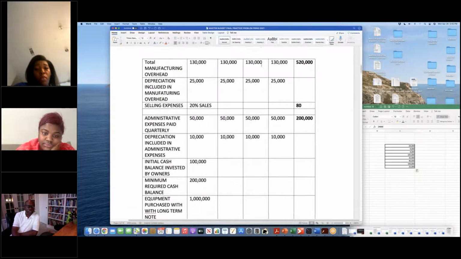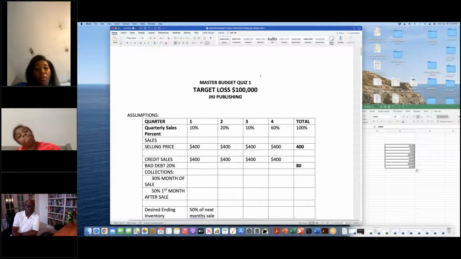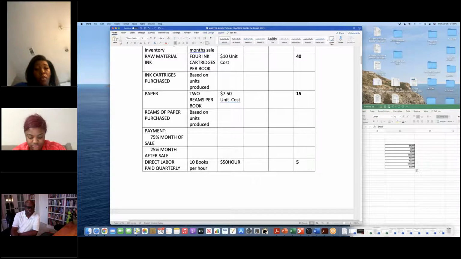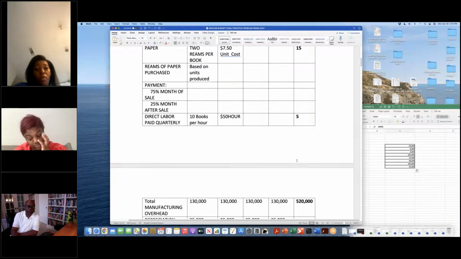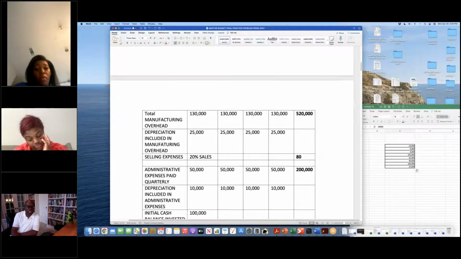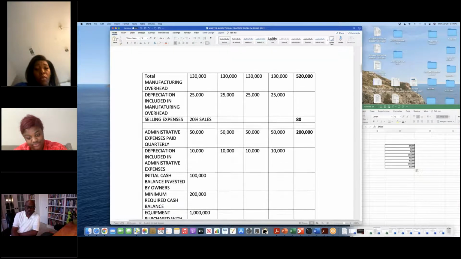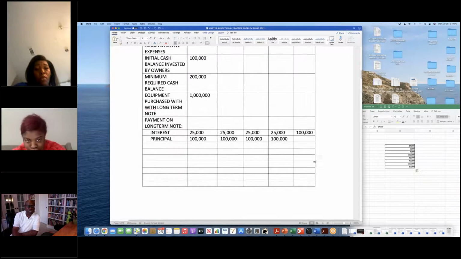The first thing I do, I get through these assumptions, and I put down selling price, bad debts, raw materials, ink unit cost, raw material paper unit cost, labor unit cost. I'm paying them $50 an hour. They can just make 10 bucks an hour, but they want $50 an hour. But my unit cost is $5. Manufacturing overhead. Oh, okay. I see that. I didn't see that $50 an hour. Okay. Administrative expense, $200. So we put down our key numbers. And I think we left out interest.